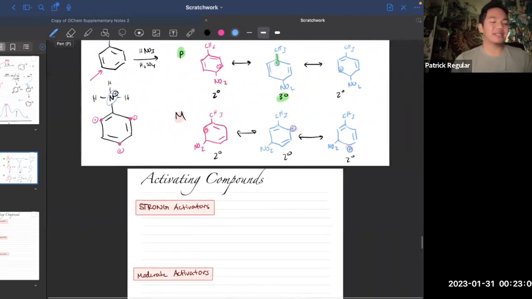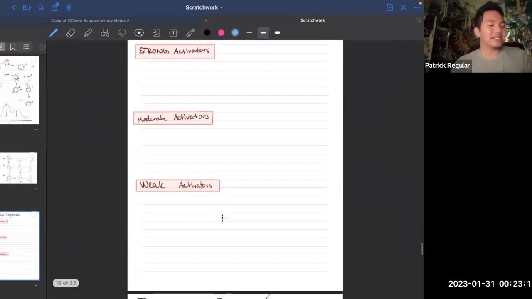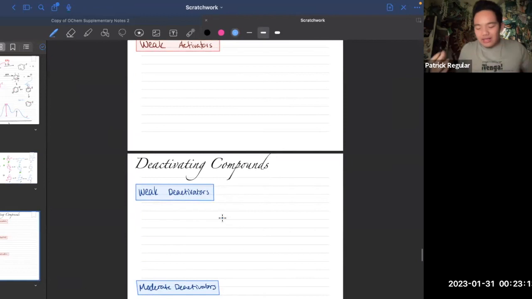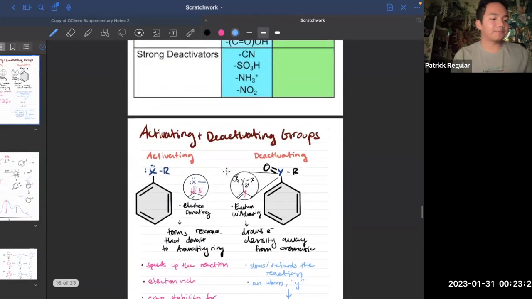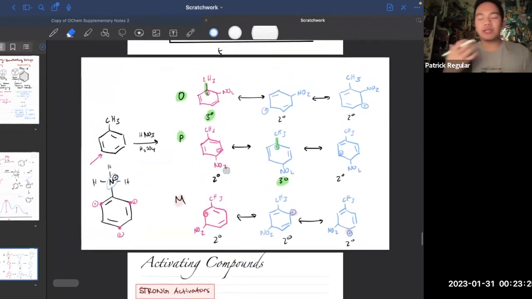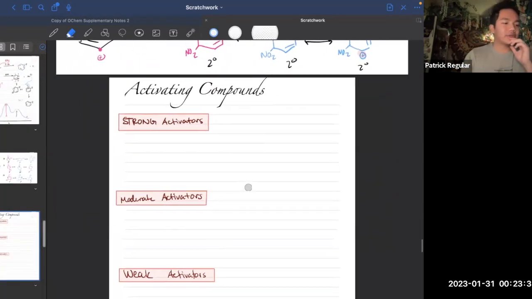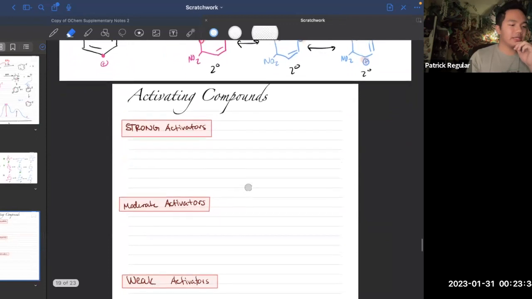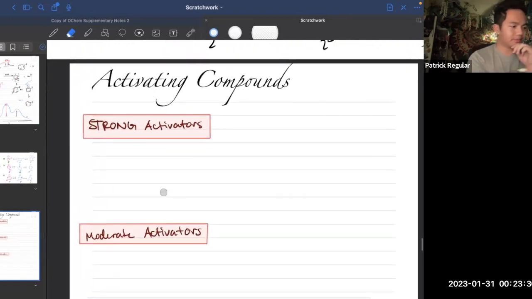So that brings me to this part, activating compounds and deactivating compounds. You might be thinking, why am I bringing this up now? And I didn't talk about it earlier up there. Well, I wanted to get the definitions down for activating groups and deactivating groups up here. And now that I've shown you what those resonance structures look like, let's try to tie them all together and just pay attention.